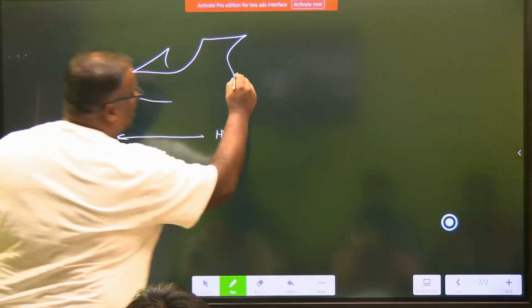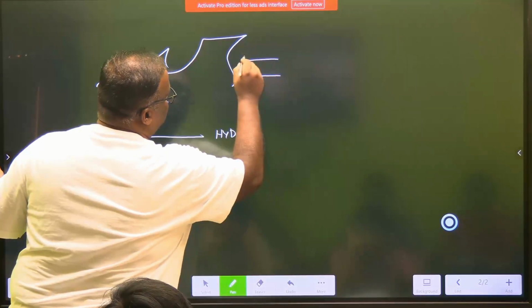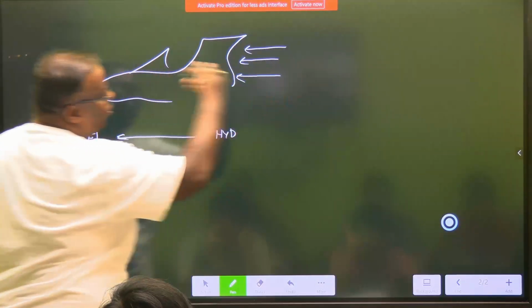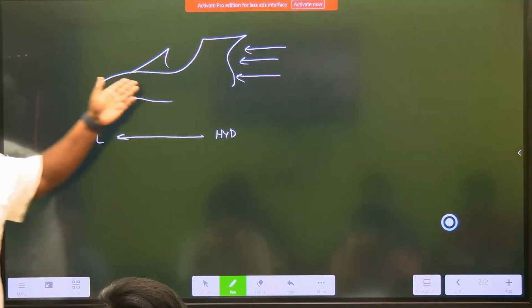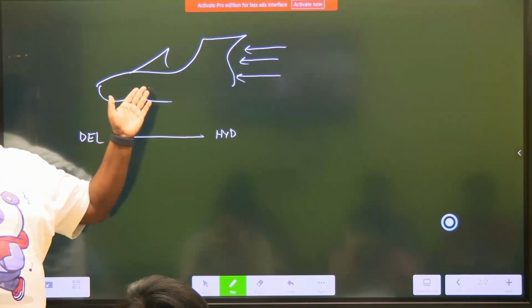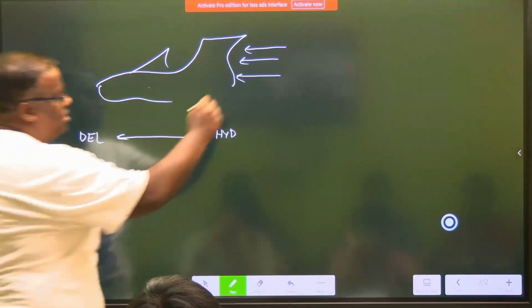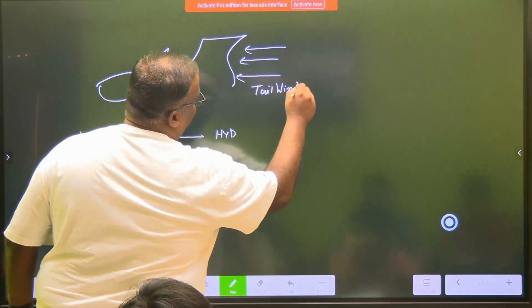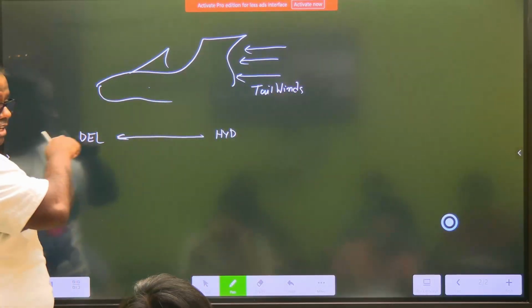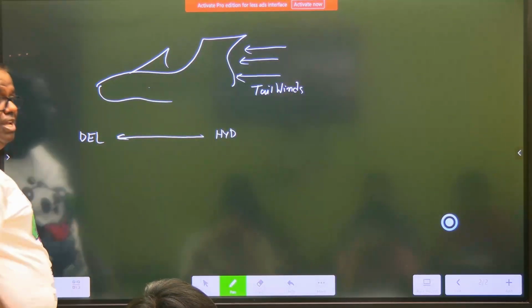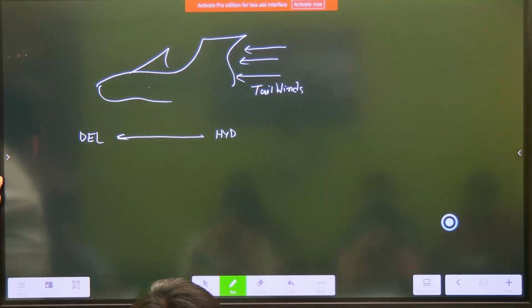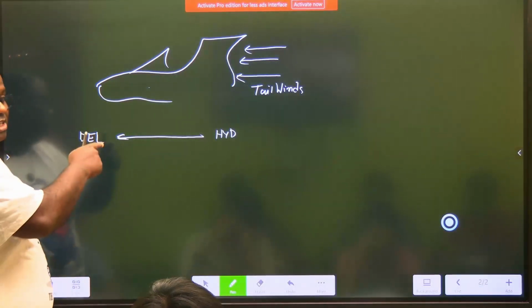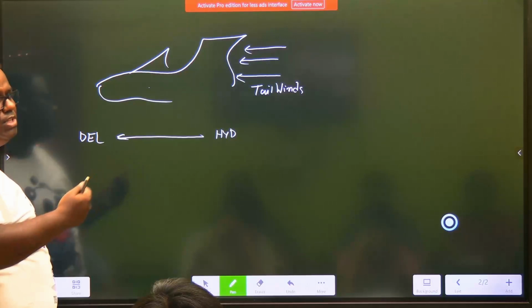Those winds are known as tailwinds. Means your aircraft is flying in the direction of the wind. This is a very, very favorable thing for pilots and aviation guys. We call them tailwinds. So you will find that the journey time has been reduced. On the same day, there was some flight which is coming from Delhi to Hyderabad. That flight will take more than the usual time. And if they want to reach in time, they have to burn more fuel. No aviation company wants to do that.